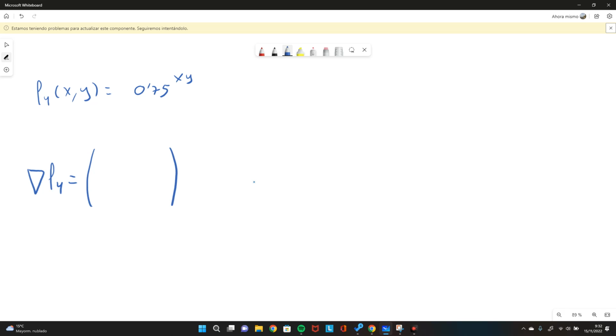It doesn't matter because it's actually pretty much the same. We keep that as it is. 0.75 to the power of xy times the derivative of whatever is here, so times y, times the natural logarithm of whatever was in the base. So here times the Neperian logarithm of 0.75. So that is it. That is the first one. What about the second one? Well, exactly or almost exactly the same, which is 0.75 to the power of xy times x times the natural logarithm of 0.75.